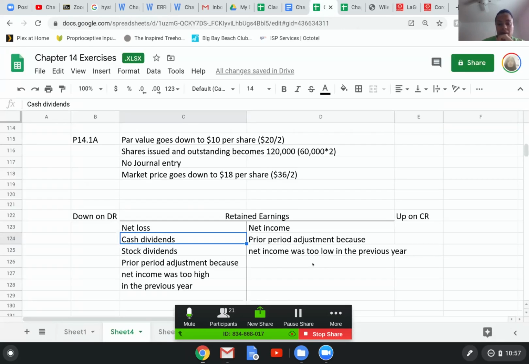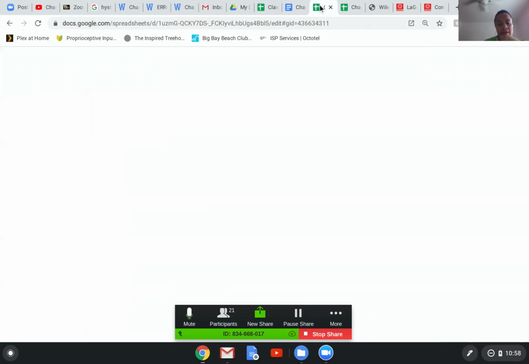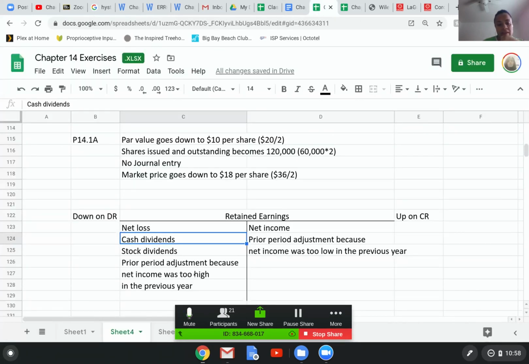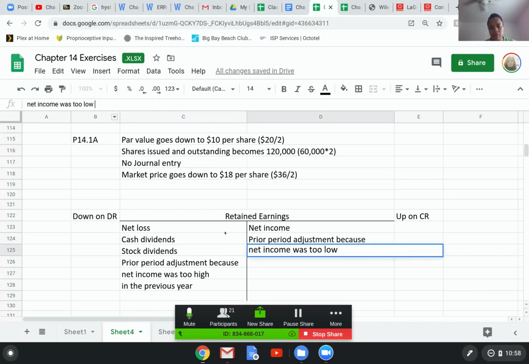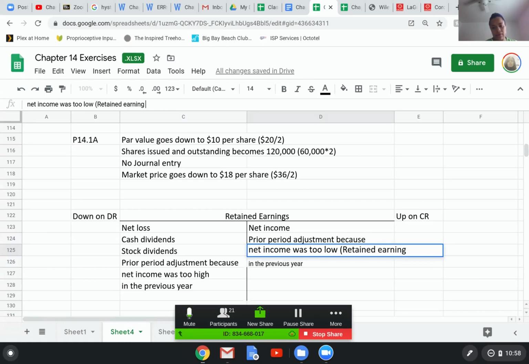So what does that mean? When net income was too low in the previous year, that means that retained earnings was also too low. So we need to increase retained earnings. If the error caused retained earnings in the previous year to be too high, we need to subtract the amount of the error from retained earnings in the current year. So this is this example. There's a direct relationship here. When net income is too low, retained earnings would also be too low.